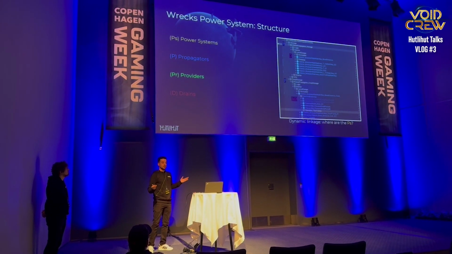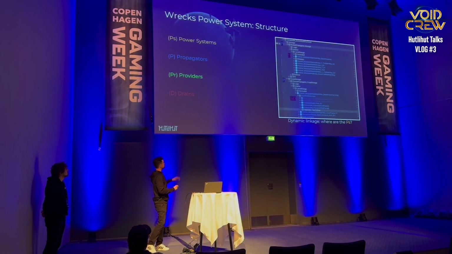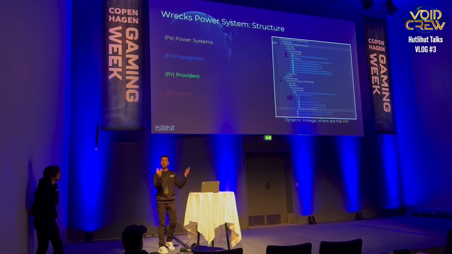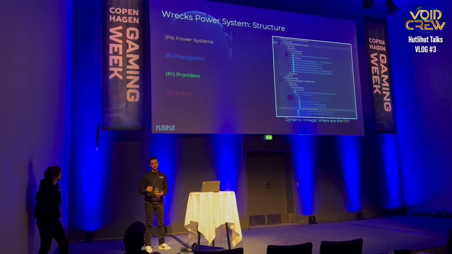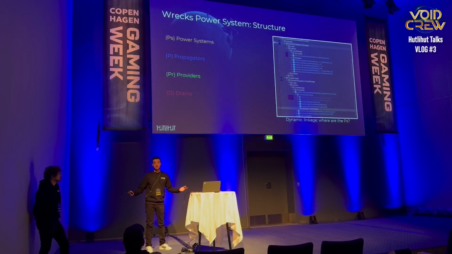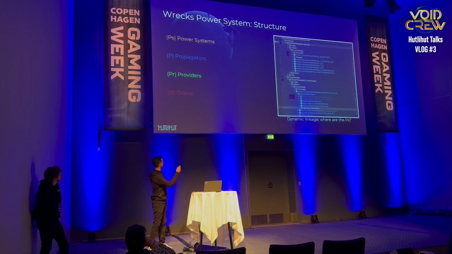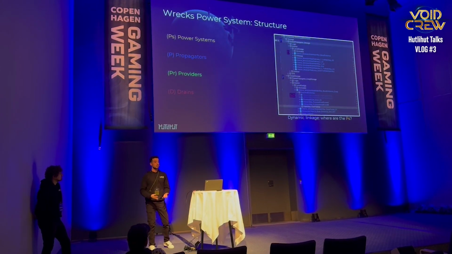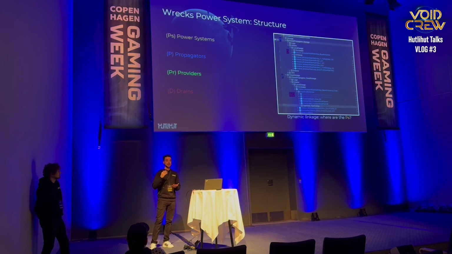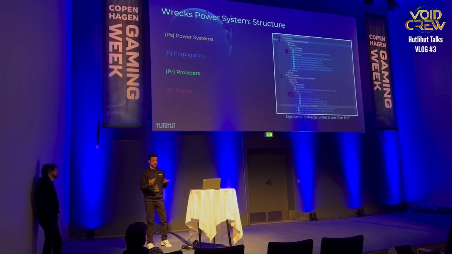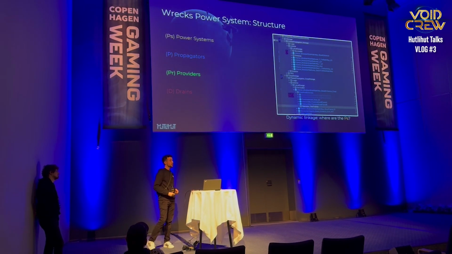This is how the structure of the power system looks. It's mainly composed of these 4 entities. So the power system itself, like the core of the system; propagators, which we think of as cables, basically, that connect the system to the different users of the system; providers, which are more like power generators, so some things that can add to the total amount of power in a system. Like, for example, in the player ship, you can install power generators.